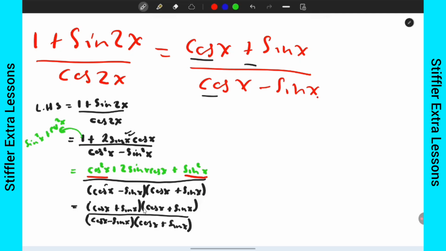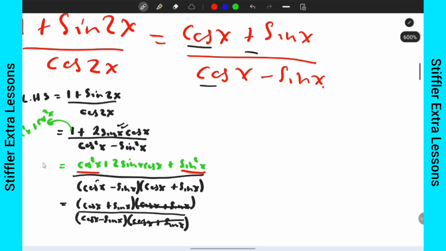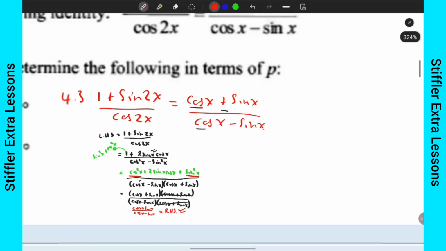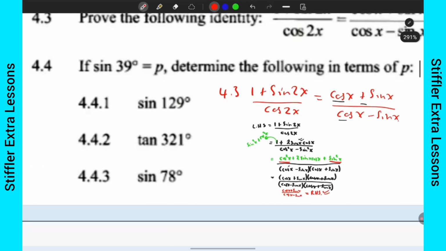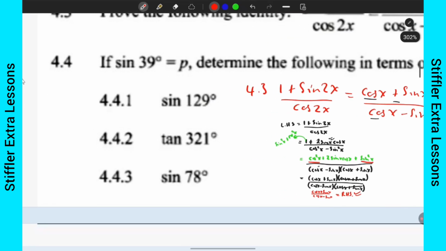So it means that these ones with the plus can just cancel out, and now we'll be left with, let's just finish it in this way: cos x plus sine x over cos x minus sine x, which is equivalent to the right hand side, like that. Can you see that? Very, very simple. So let's see how we can solve for 4.4 there.